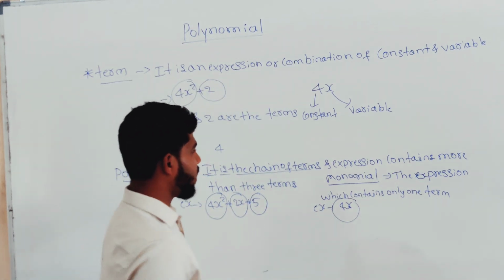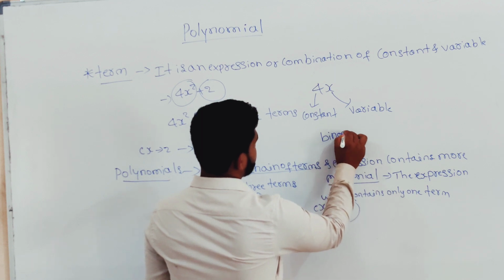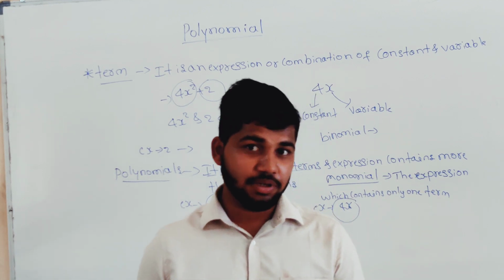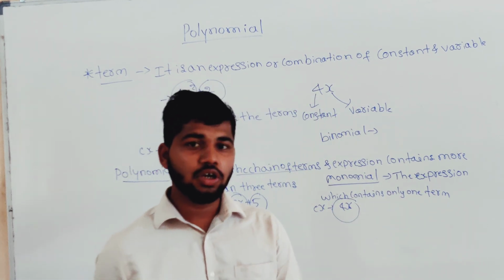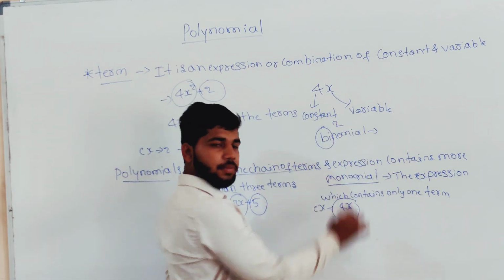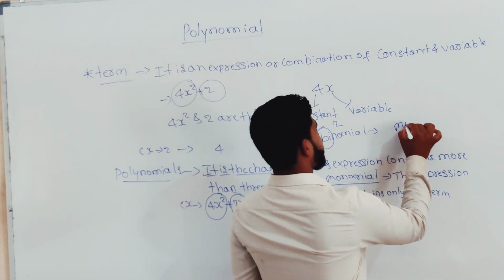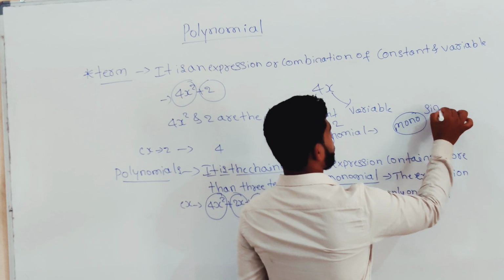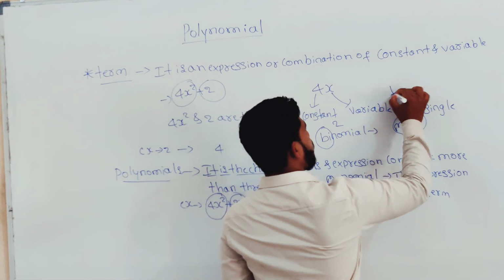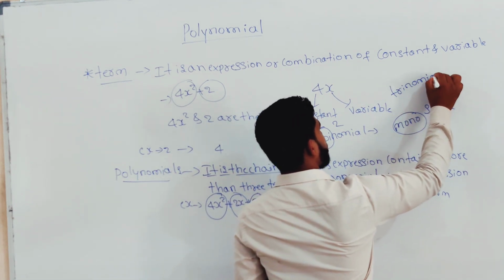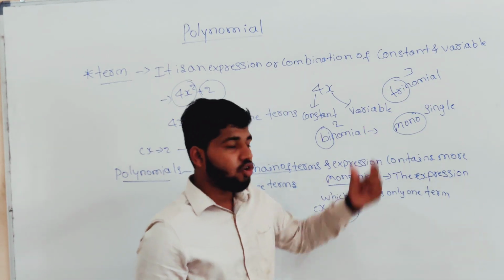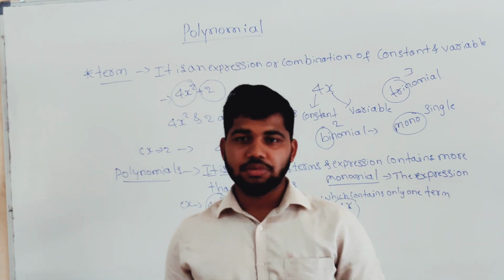Now the binomial. What do you mean by a binomial? An expression that contains two terms. By seeing the title, you can understand that mono means single, or one term, and bi means two. As in trinomial, tri means three. What do you mean by a trinomial? An expression which contains three terms.